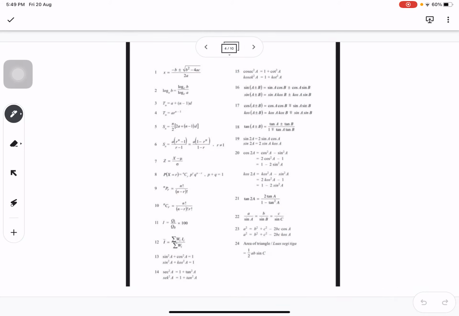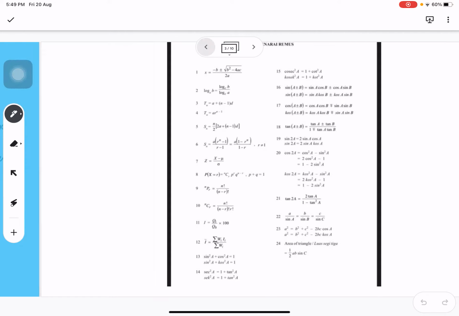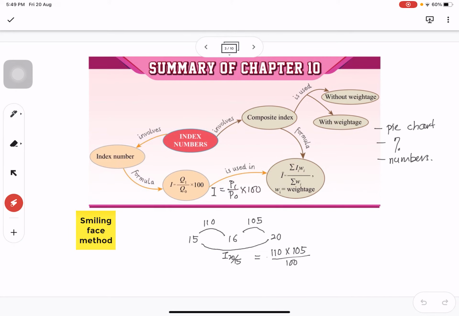So you can see here the list of formulas given in KSSM. There are only 24 formulas. Is there any formula for index number? Any formula or not? Yeah, none. No formula for index number. This means you have to memorize this formula and this formula. You have to memorize, yeah?